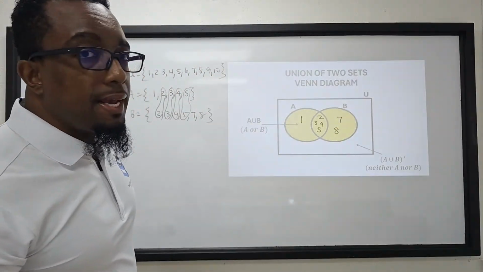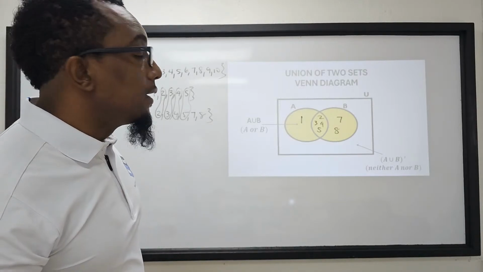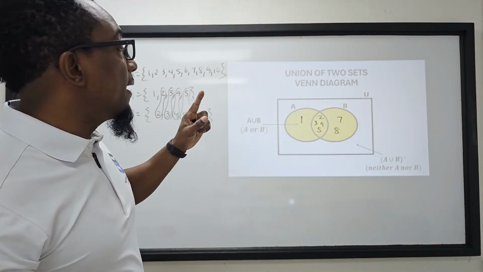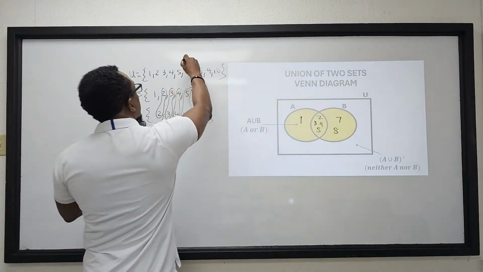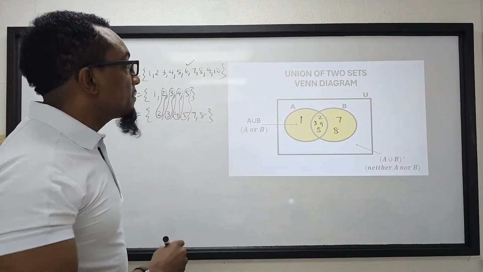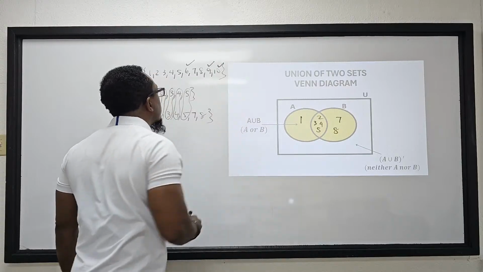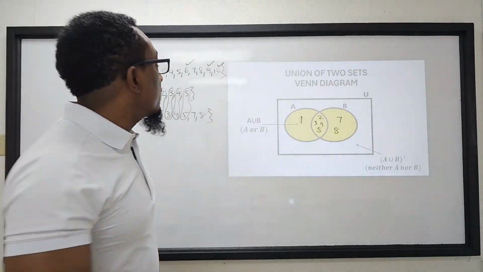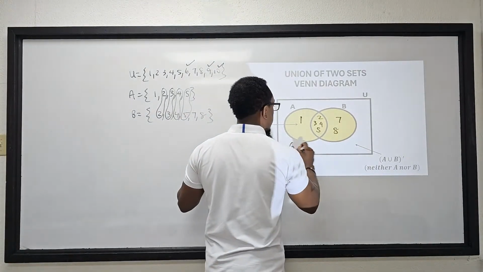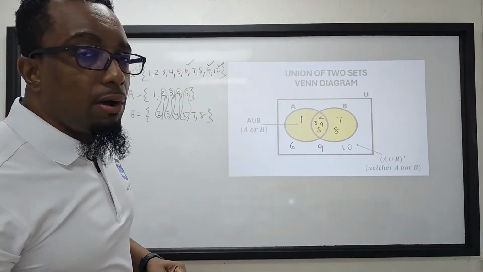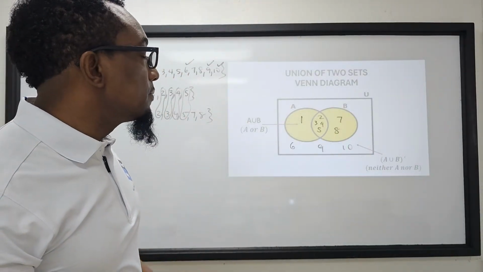And all the remaining elements of the universal set will be placed outside. So we have 1, 2, 3, 4, 5. So what is missing? 6. We have 7, 8, 9, and 10 is missing. So I'm going to put 6, 9, and 10 right outside of my two circles.